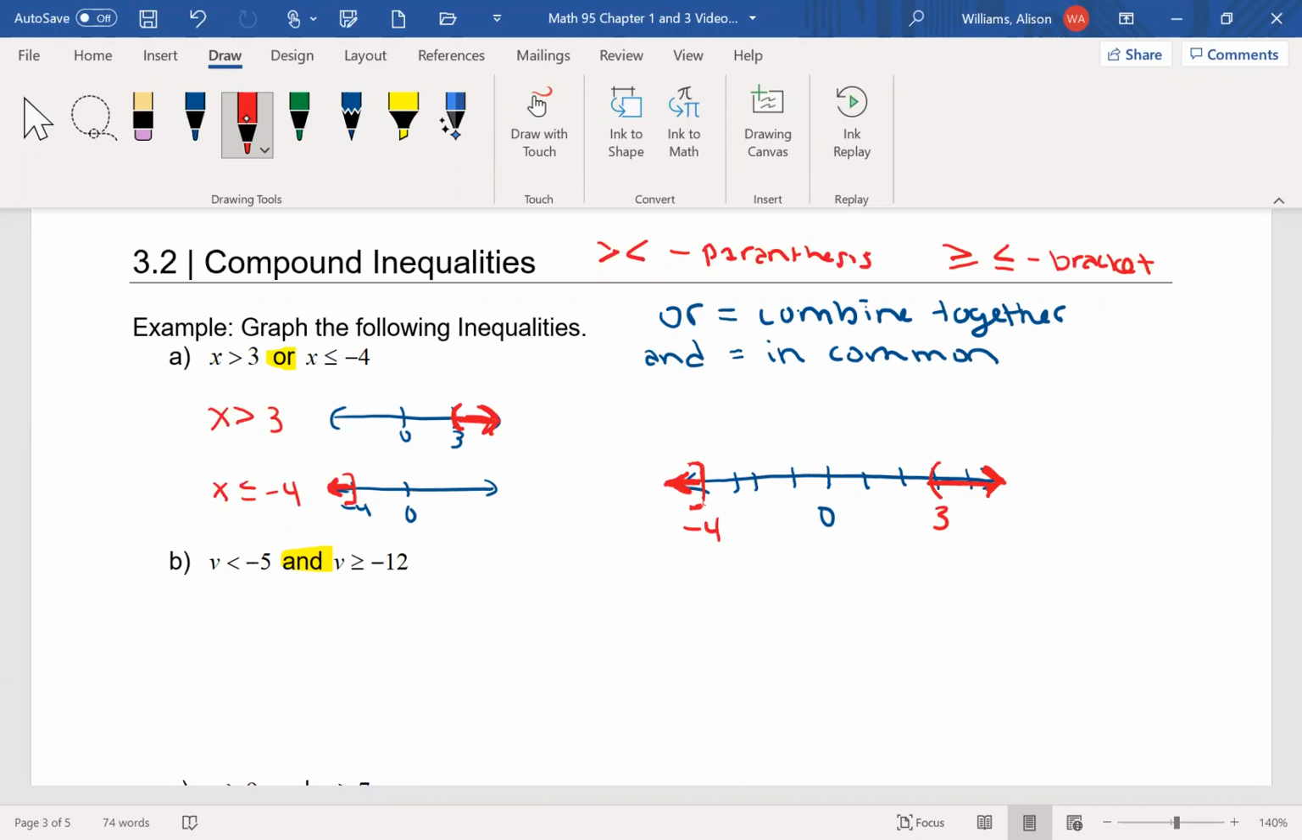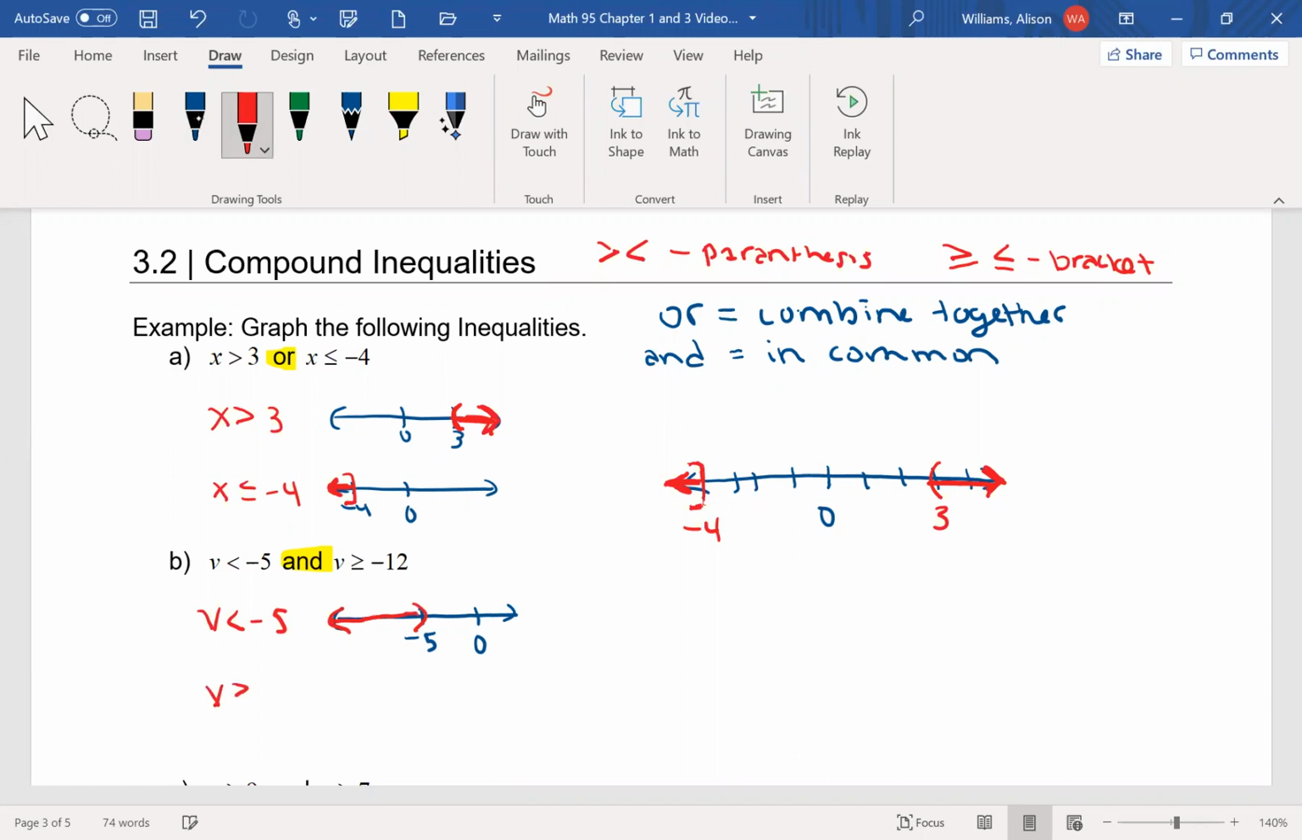All right, let's look at an and inequality. In this one, we're saying that v is less than -5. Okay, so here I'm going to draw a number line. And I see that the next one has a -12, so I'm going to put my 0 over here. All right, here's -5. And if it's less than -5, that means it's going parenthesis to the left. These are all the numbers that are less than -5.